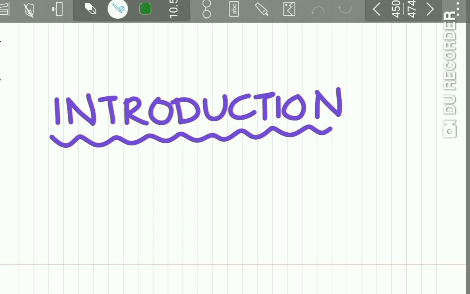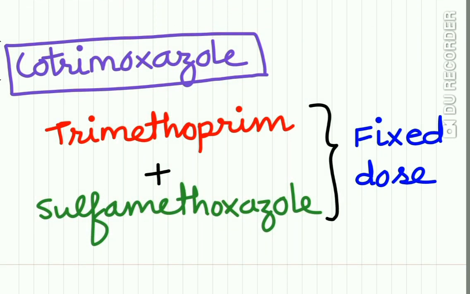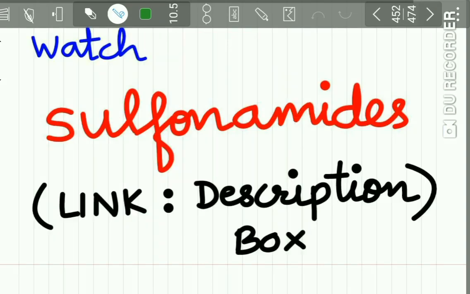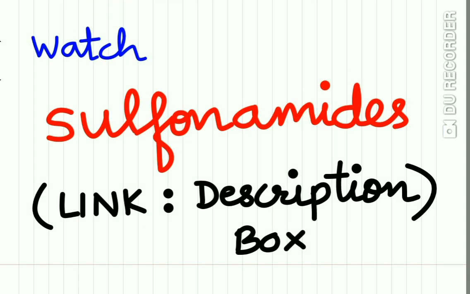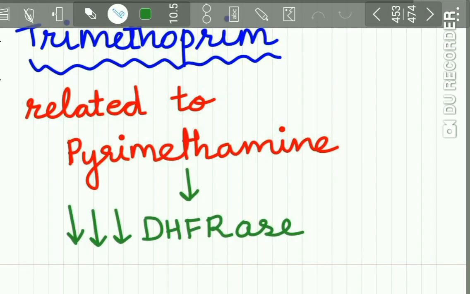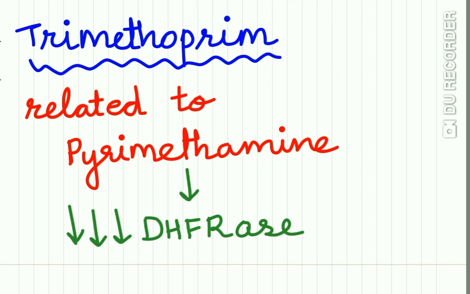First, the introduction. Cotrimoxazole is a combination of trimethoprim and sulfonamides in a fixed dose combination. If you have not yet watched our lectures on sulfonamides, I recommend you all to watch that lecture first for better understanding of Cotrimoxazole. So, the link of sulfonamides is provided in the description box. Go and watch it. So now coming to today's lecture, trimethoprim is a diaminopyrimidine related to anti-malarial drug pyrimethamine.